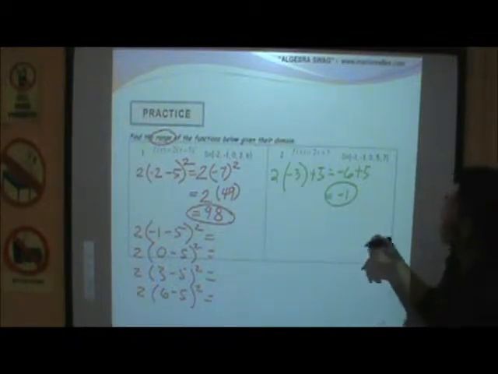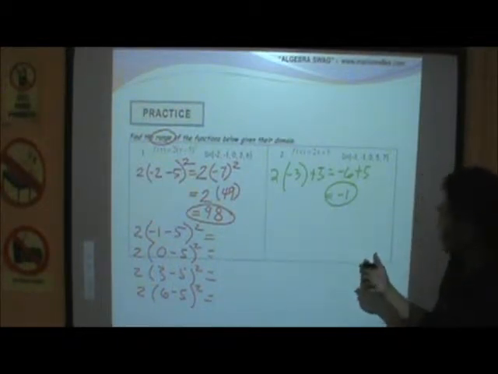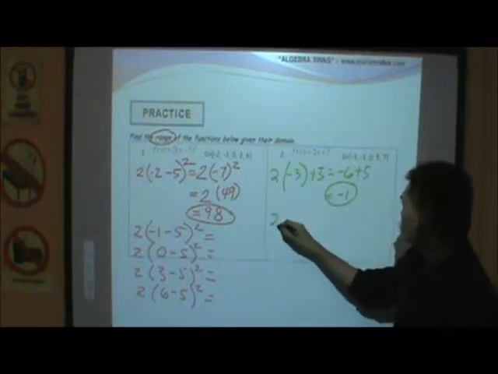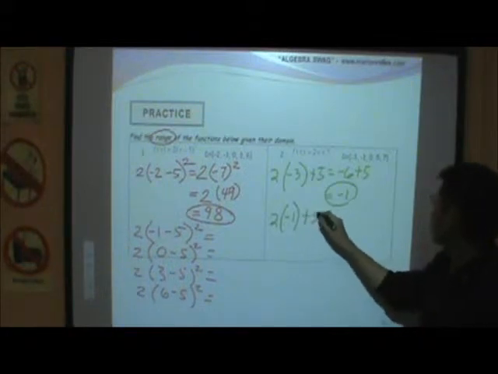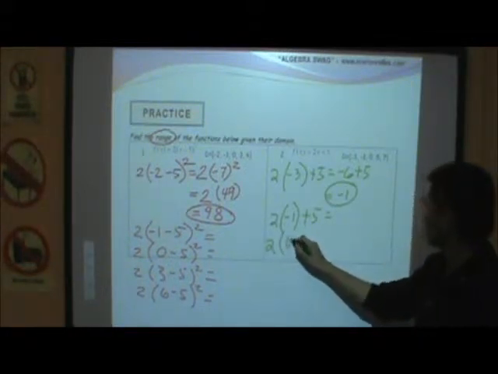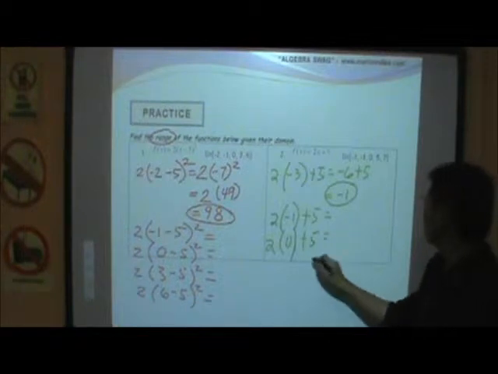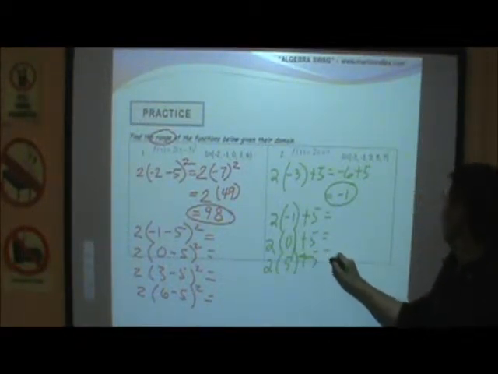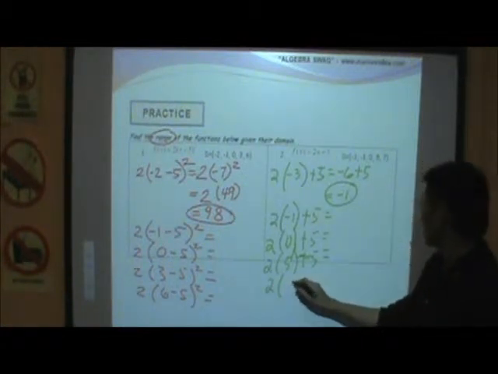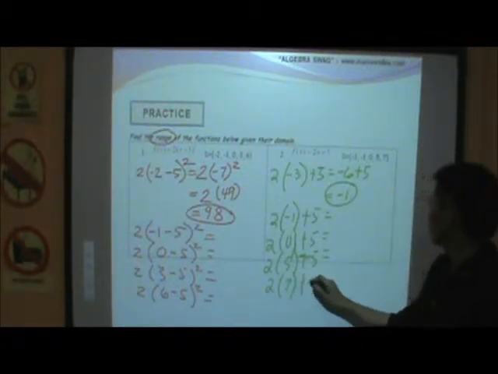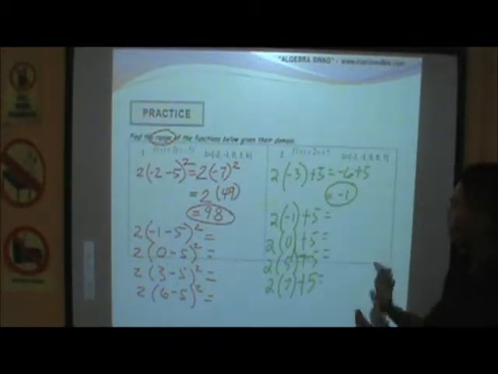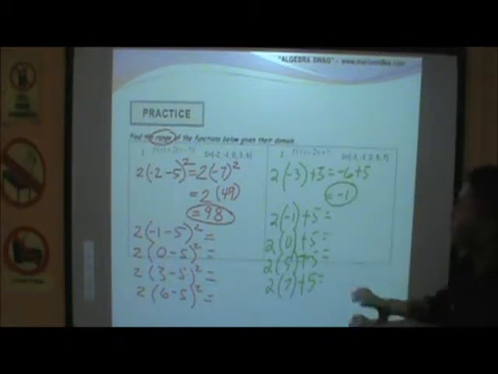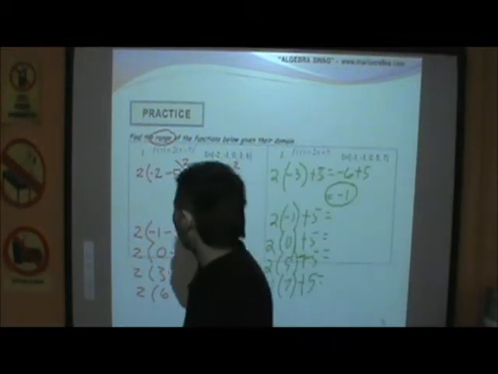Now again, using the same process, you just have to press 2 times −1 plus 5. 2 times 0 plus 5. 2 times 5 plus 5. And now you have 2 times 7 plus 5. Easy, huh? Just use your calculator. You can easily solve for the rest of the range values here.